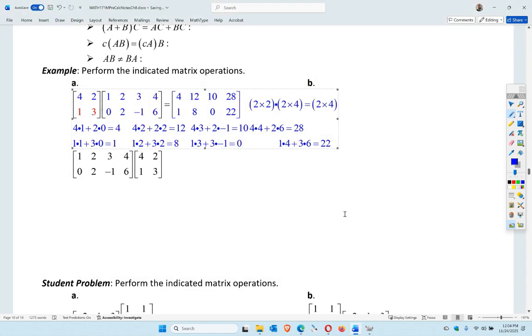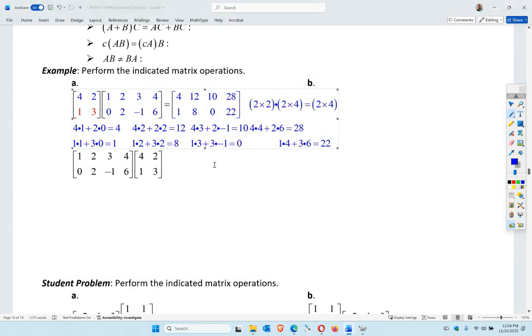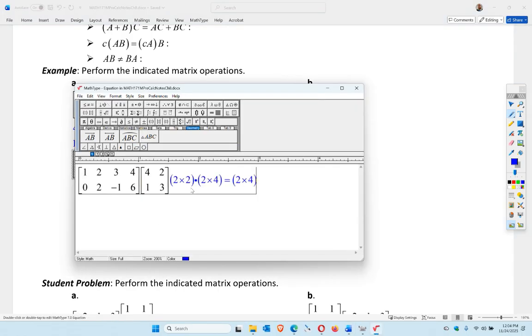So the B one here. Well, the problem is here, if I do this one, let me just copy this for real quick. If I try to do this one, this is a 2 by 4 times a 2 by 2. This is a 2 by 4, 2 rows, 4 columns, and this is a 2 by 2. So the problem is the inner numbers don't match. So this is an undefined operation, right?